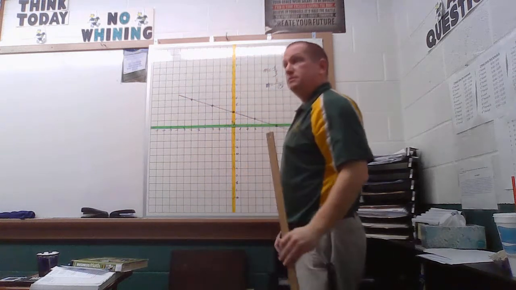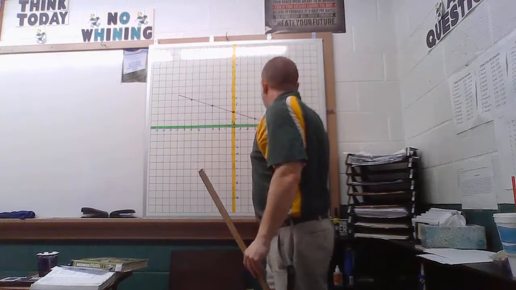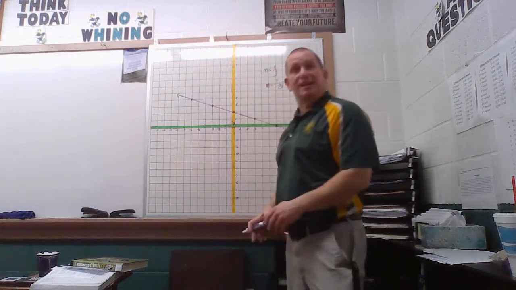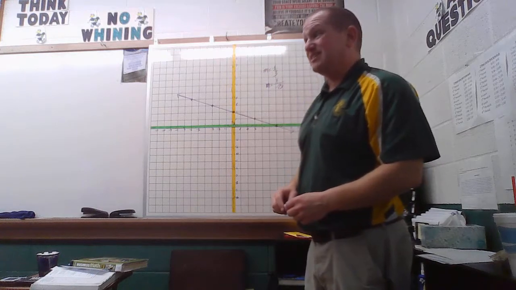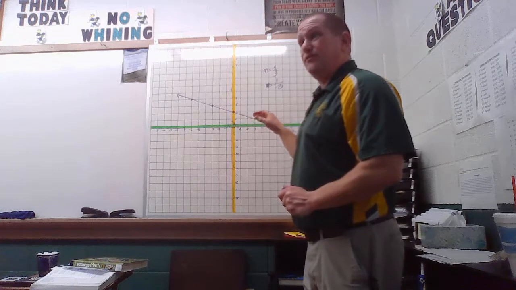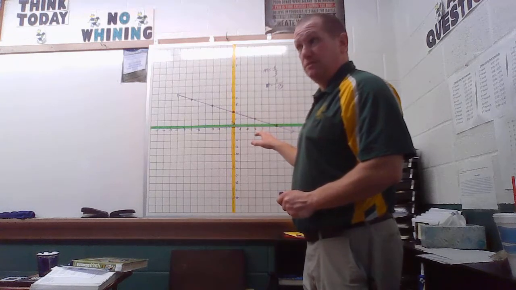Is that a line? No, we need arrows. Gotta have arrows. Why do I need my arrows? So I'm going to show that it goes on into infinity, right? Because every single line does. So, any confusions on the graphing part?